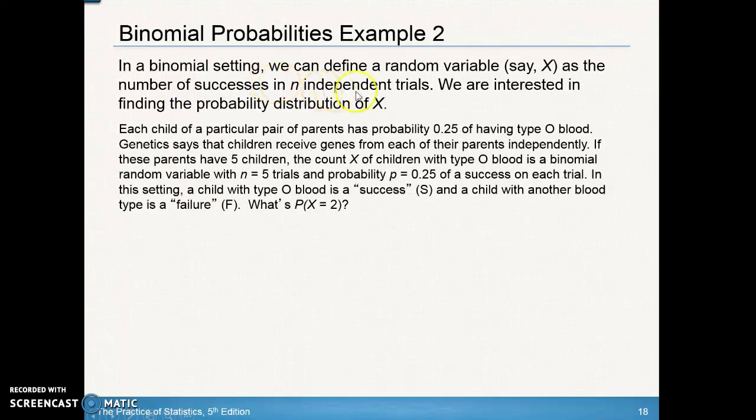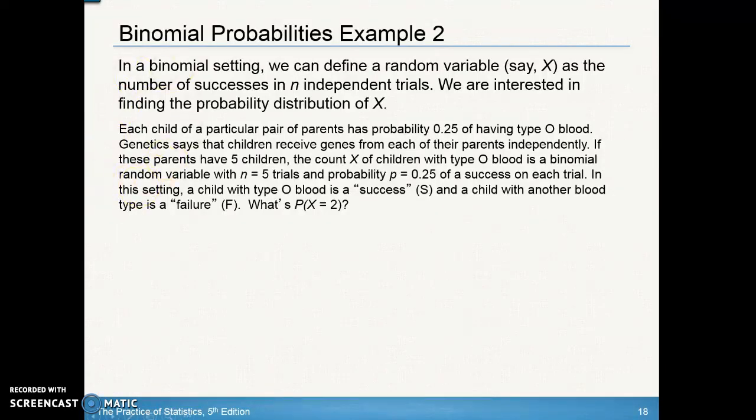In a binomial setting, remember we're always defining our random variable x as the number of successes, and n is the number of independent trials. We're always interested in finding the probability distribution of x. So when you read a problem, just check and say, hey, can this be a binomial distribution? And if it can, that's going to help you.